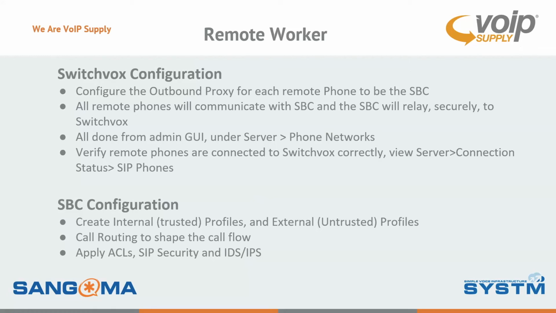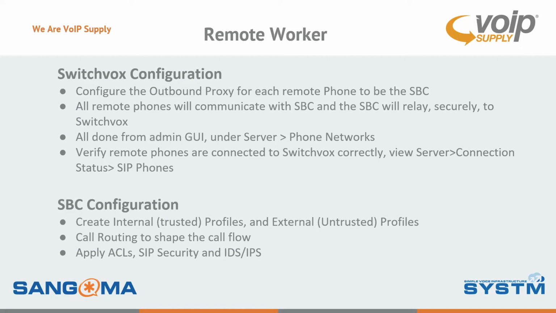So in this case, the outbound proxy is the SBC because I'm trying to register to the Switchvox via the SBC, right? That ensures that all the remote phones will communicate with the SBC as they are targeted towards the Switchvox or IPPBX. And then, of course, just simply going into the admin GUI, allowing certain phone networks so it knows the difference between inside phones and outside phones and where phones are located.